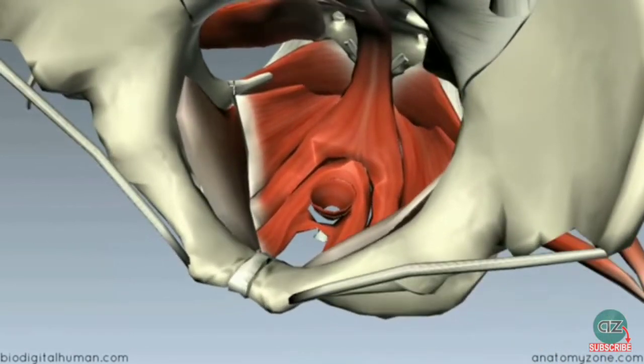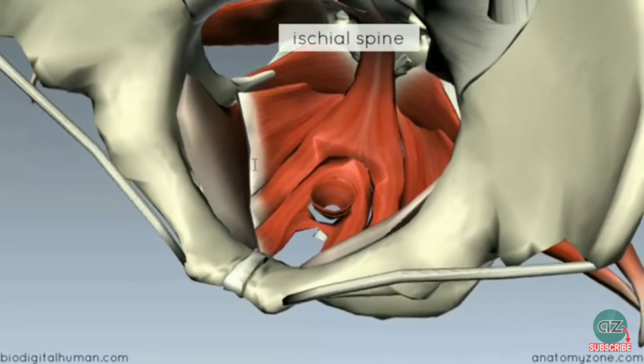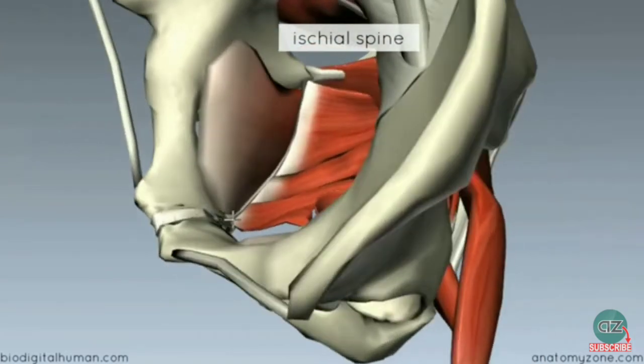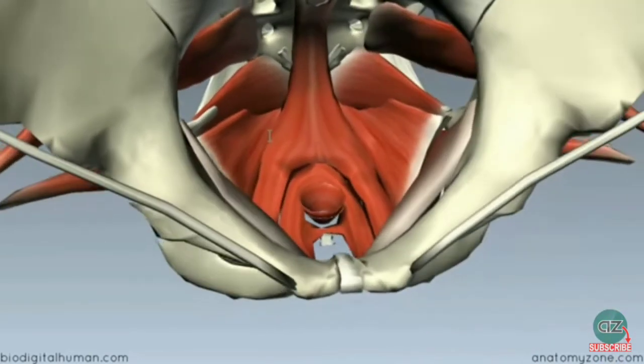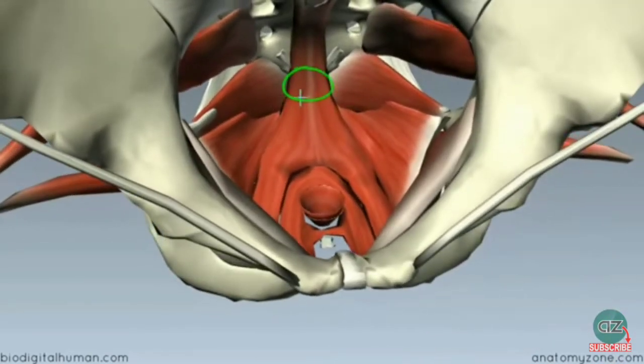And then over here we've got the ischial spine. So along this line, from the body of the pubis, along this tendinous arch to the spine of the ischium, the ischial spine, the levator ani takes its origin. And then it inserts on the coccyx and in the midline at this anococcygeal ligament.